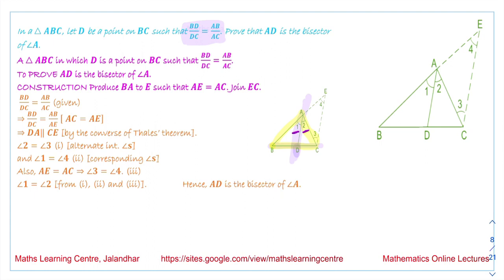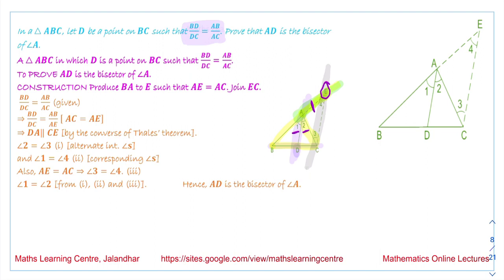So we have done the construction over here, and the construction is, we have produced this AB. We have produced this AB in such a way that we have marked this point E over here, such that AE is equal to AC, and then we have joined these two points E and C. This is shown over here in the figure, that we have extended this BA, the length of AE is equal to AC, then we have joined the points E and C.